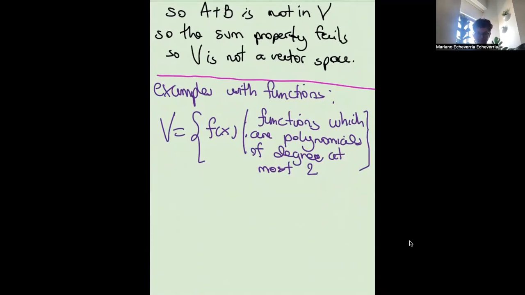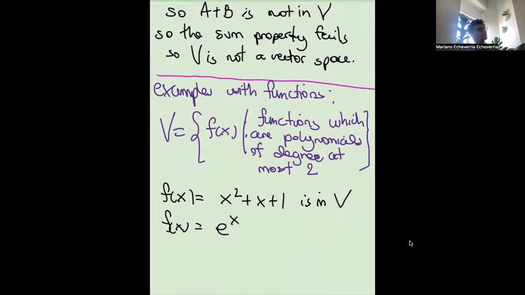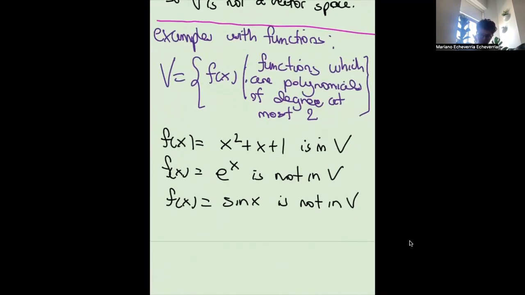Okay, so let me give you some examples. For example, f of x equals x squared plus x plus 1 is in V, right? f of x equals e to the x is not in V, because e to the x is not a polynomial. What's another thing that's not in V? Sine of x is not in V, right? f of x equals x cubed plus x is not in V, right?